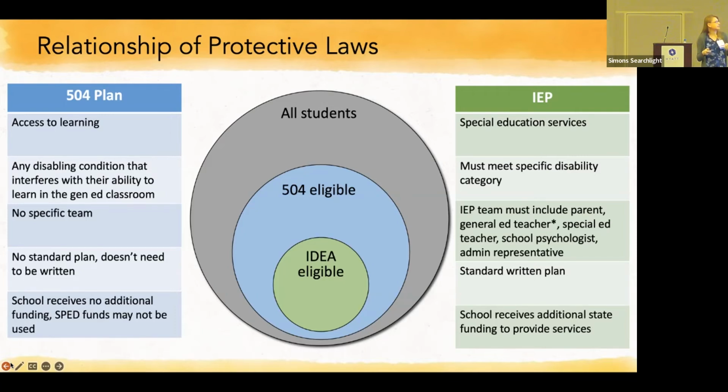The IEP team has to include certain people. They're listed there. It has to be a written plan that everyone gets a chance to read and review. And the school does receive additional state funding to provide services for students with IEPs. So again, from the school's perspective, this is a much higher level of services that they are then obligated to provide.